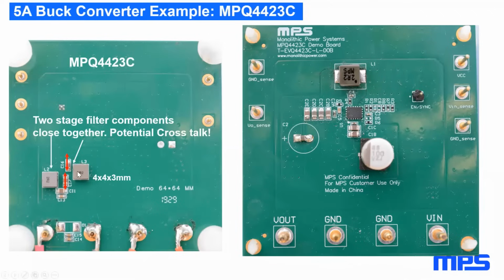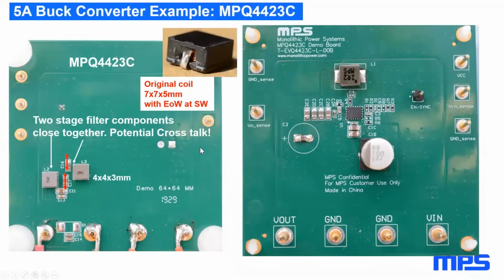And on the bottom side, you see the 2-stage input filter consisting of the 2 4x4x3 millimeter coils and the ceramic caps. I sketched here already in red the AC current that is flowing in these filter caps, and this AC current has a magnetic field that can couple into the other inductor. So we have crosstalk from one stage to the other, and we do not get the damping that we expect from this filter topology.